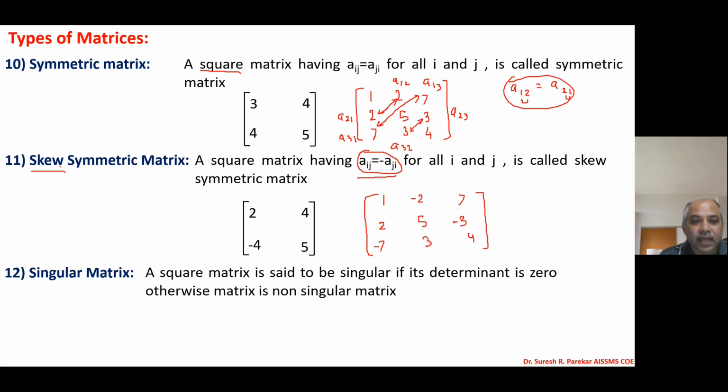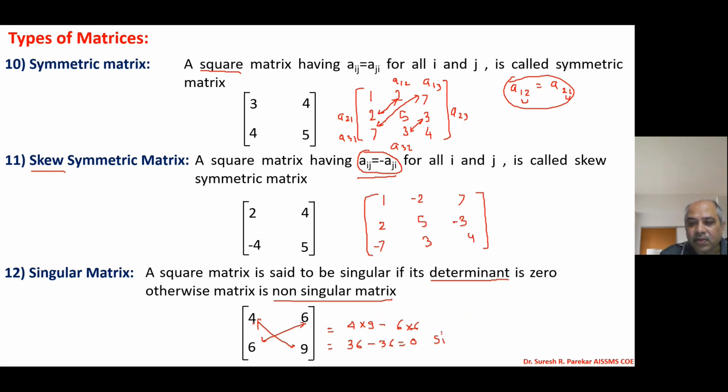Then we have next the singular matrix. Now this is most important. Singular matrix means a square matrix is said to be singular if its determinant is 0. If the determinant is 0, the matrix is singular. Otherwise, that is known as a non-singular matrix. So you can see over here, we have this matrix, 4 into 9 minus 6 into 6. So we have 36 minus 36, 0. So this matrix is a singular matrix.